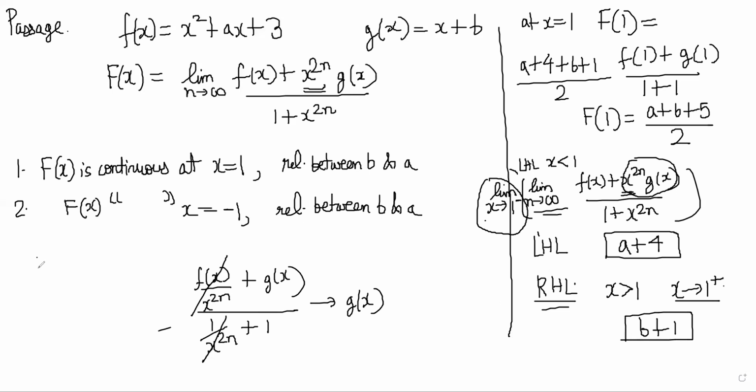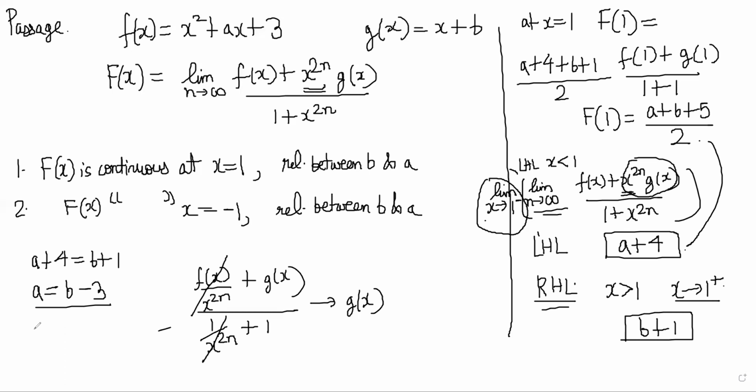Right. So a plus 4 should be equal to b plus 1. That is the first condition. So you should have a is equal to b minus 3. And this should also be equal to this, right? Yeah, for continuity. So put a is equal to b minus 3 there, and let's see what comes.